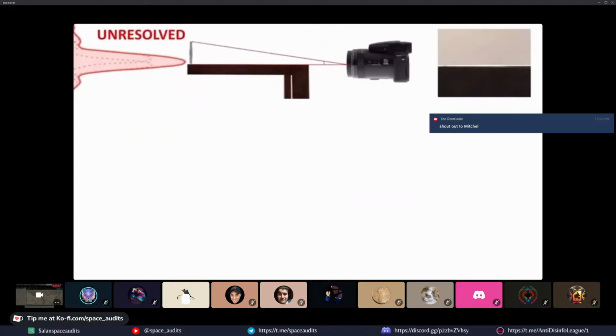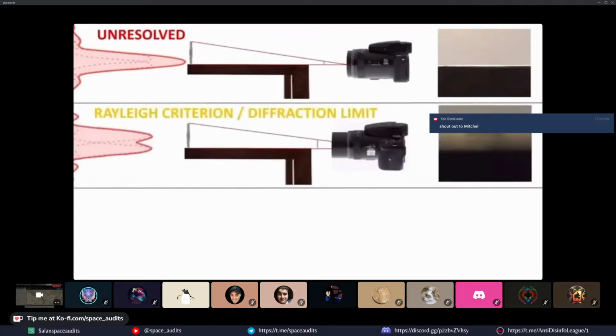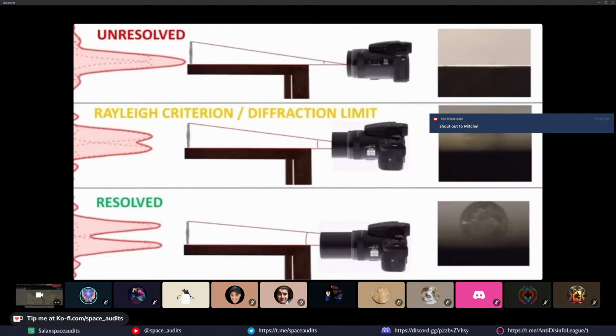It's just unresolved. But when you zoom back in, you increase the focal length and you increase the angle at which you are viewing that object. Now, when you zoom in enough, it will meet the Rayleigh criterion, where you can see the 2 distinct objects again, the coin and the table. And when you get past that diffraction limit, you can fully resolve the object. Now, this has all to do with the angle that you are viewing an object.